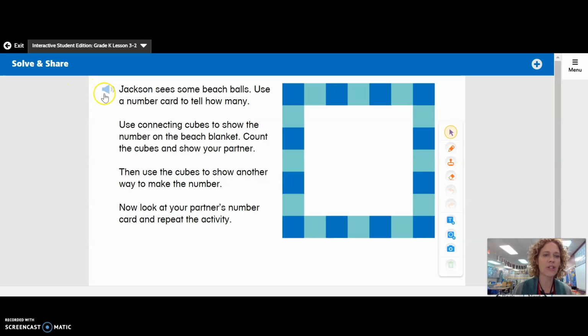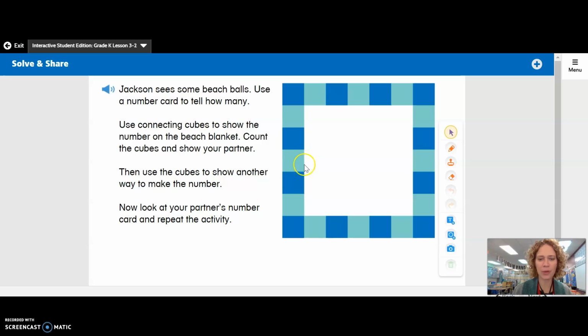Listen to the solve and share. Jackson sees some beach balls. Use a number to tell how many. Use connecting cubes to show the number on the beach blanket. Count the cubes and show your partner. Then use the cubes to show another way to make the number. Now look at your partner's number card and repeat the activity.